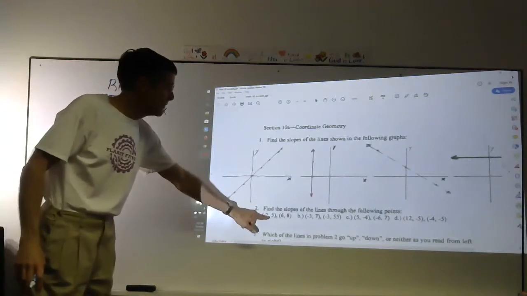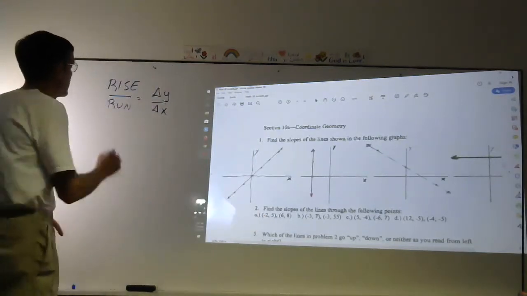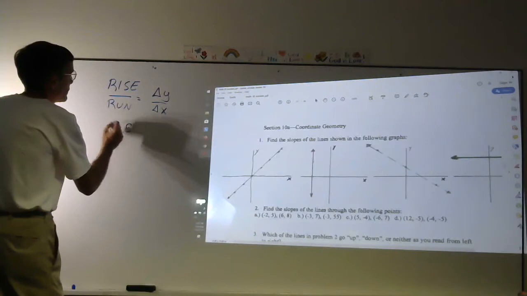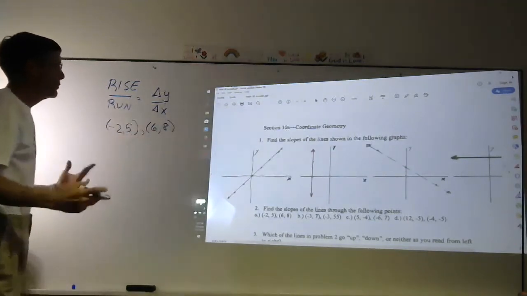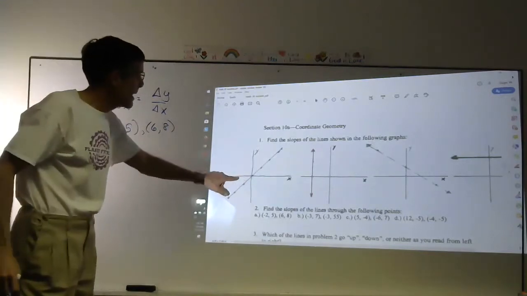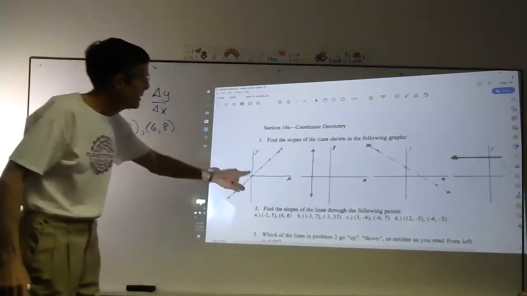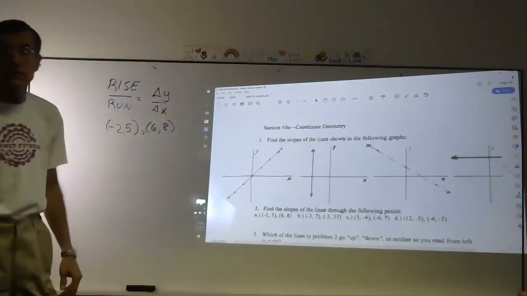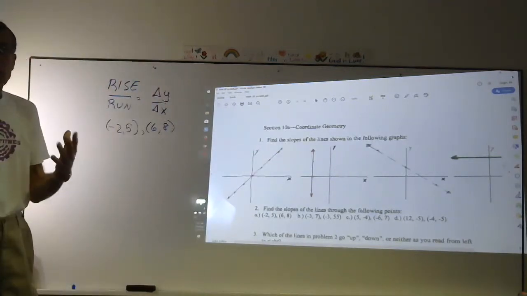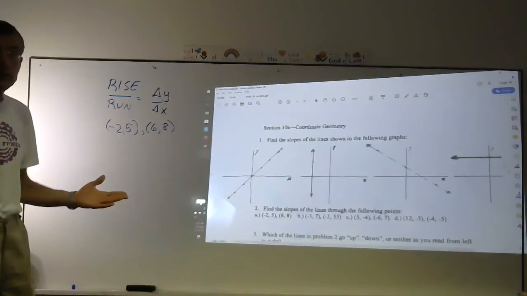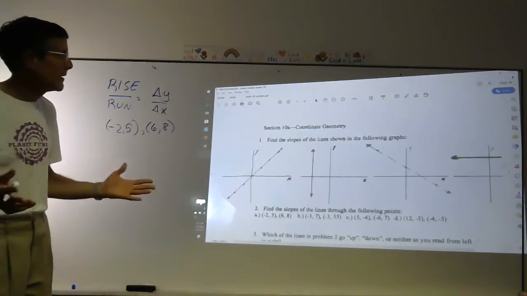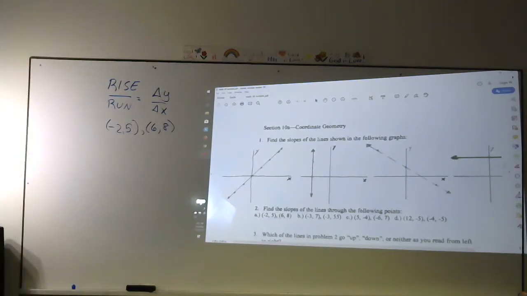For instance, down here in these problems, I have -2, 5, and 6, 8. Those are 2 points. -2, I'm back 2 and I'm up 5. 6, 8, I'm over 6 and I'm up 8. Okay? I want to know what is the slope. Now, you can plot those points and you can count blocks if you want to. I don't care. Let me see if I can just do this. Hold on a second.